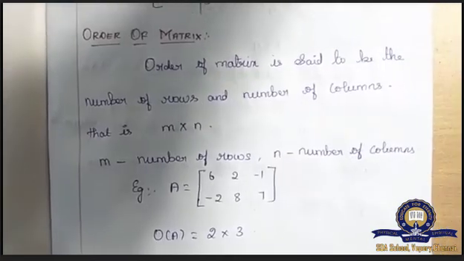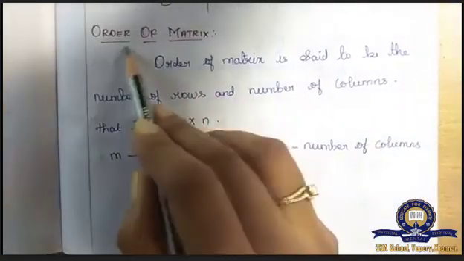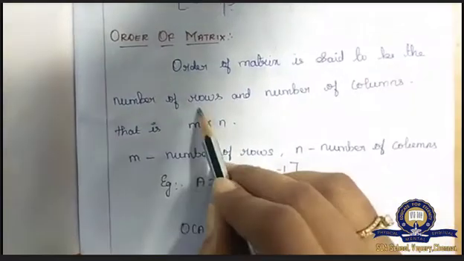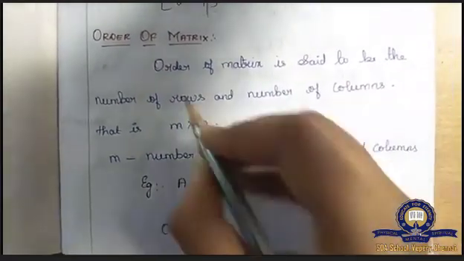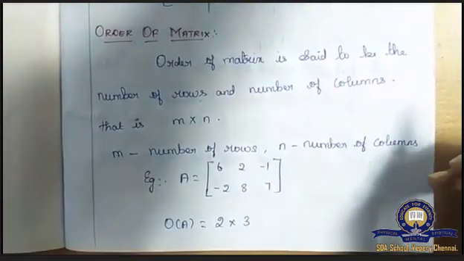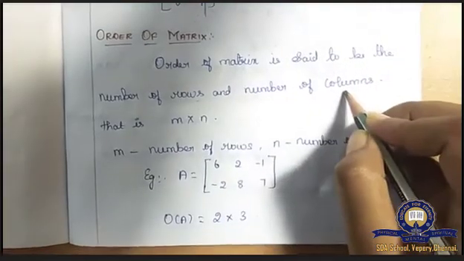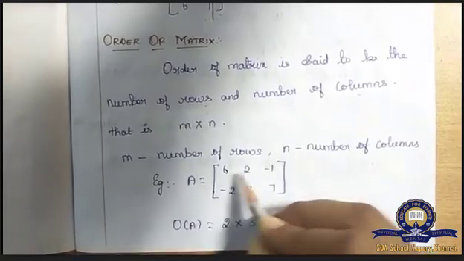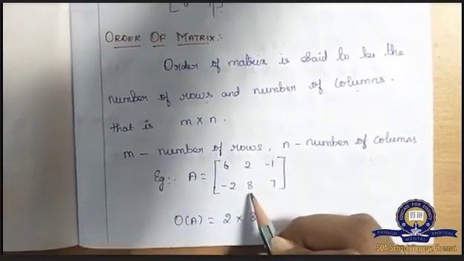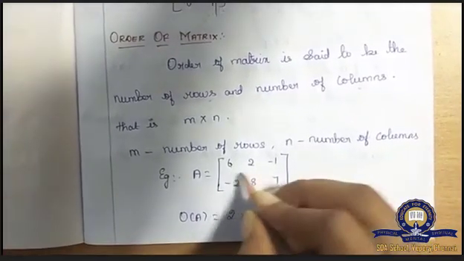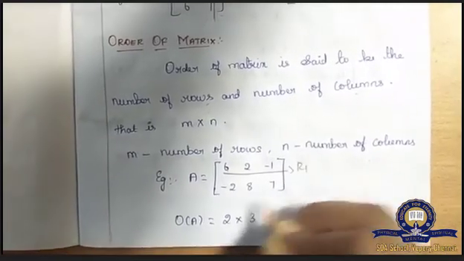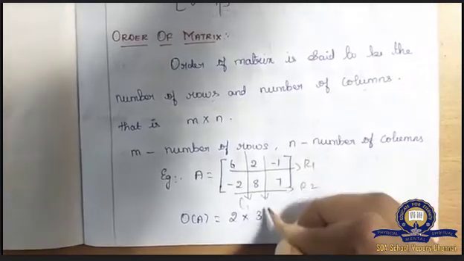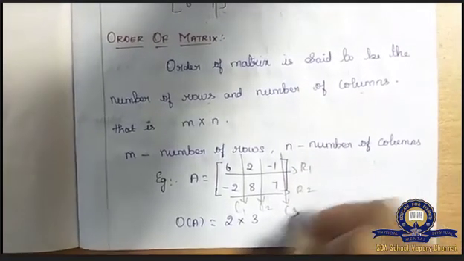What is the first concept that we are going to study now? Order of matrix. What do you mean by order of matrix? Order of matrix is said to be the number of rows and number of columns. What do I mean by rows, children? The horizontal lines, isn't it? And columns are the vertical lines. So here I have taken one example. A is equal to 6, 2, minus 1, minus 2, 8 and 7. So how many rows are here? This is row 1, this is row 2, and this is column 1, column 2, this one is column 3.